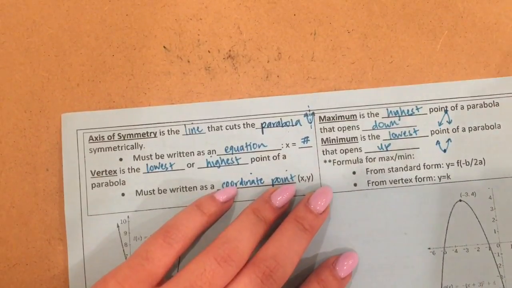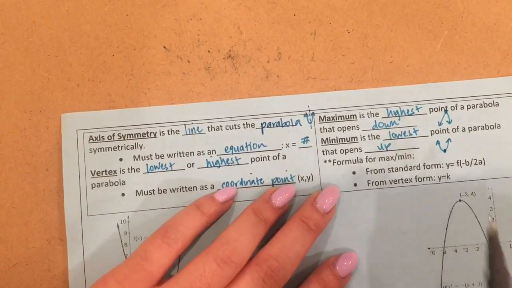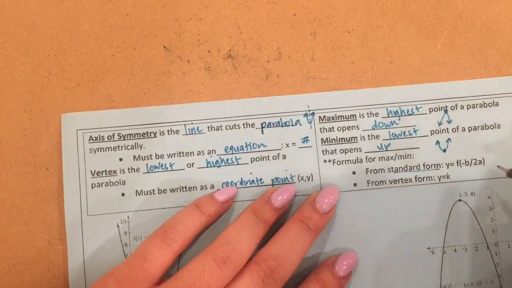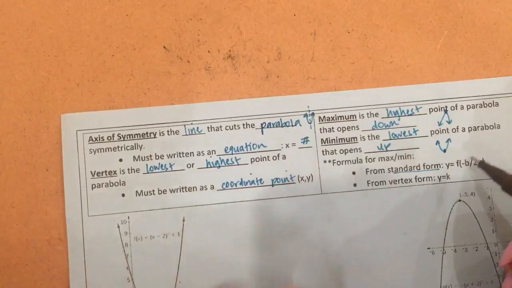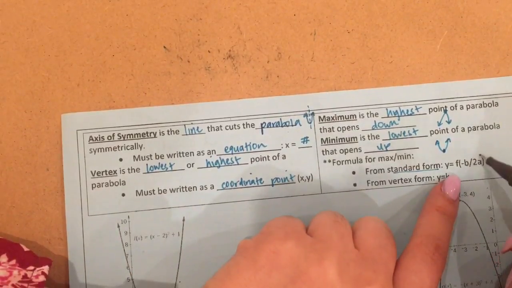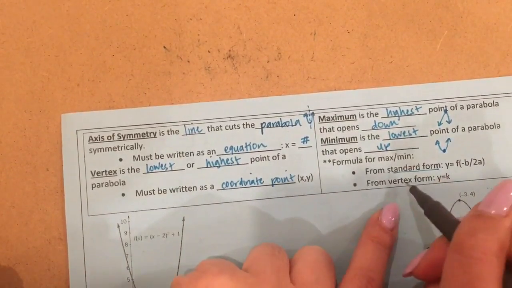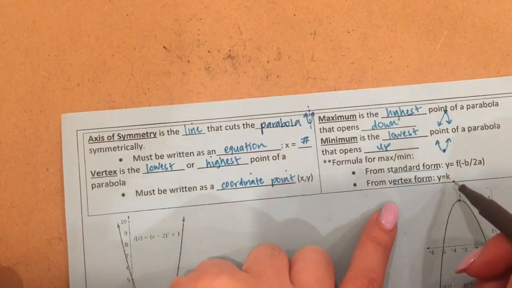Okay. And here's the formula for max and min. If we are talking about standard form, then we know that the max or the min should be y equals f of negative b over 2a. But if it's from vertex form, we can just say that y equals k.